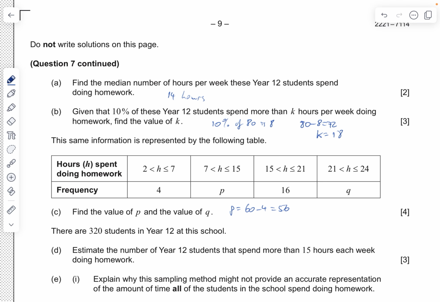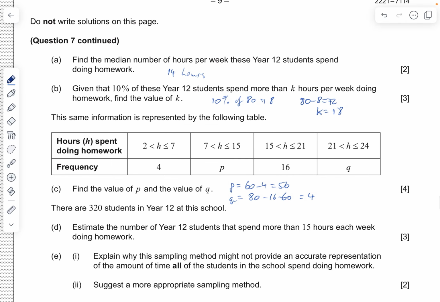And then Q, we've got 80 altogether. So Q equals 80, subtract 16, subtract 60, because we said we've got our 60 here and the 16 here, which means I'm going to take 76 off 80. So that is 4. There are 320 students in year 12.